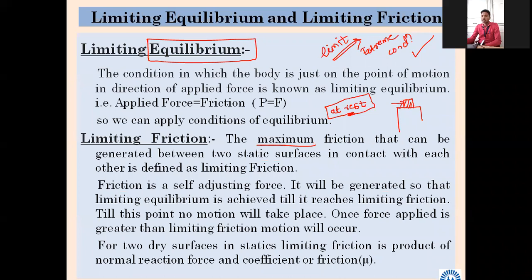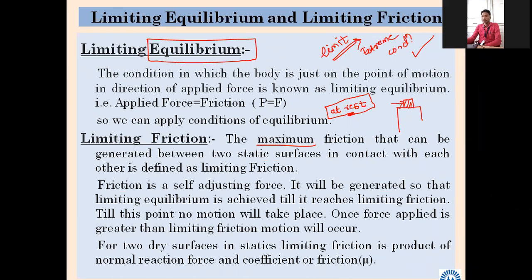Friction is a self-adjusting force. It means we cannot increase or decrease it. That's why it is called as self-adjusting force. It will be generated so that limiting equilibrium is achieved. Till it reaches limiting friction, till this point, no motion will take place. Once force applied is greater than the limiting friction, motion will occur.